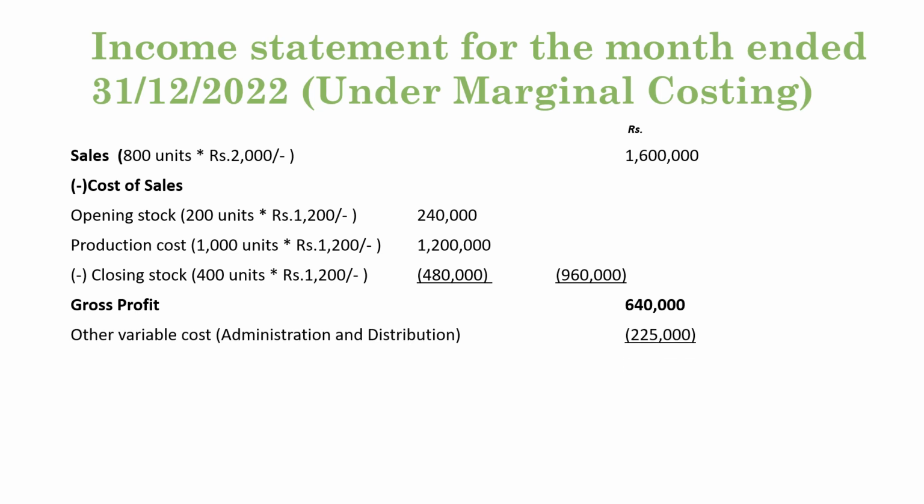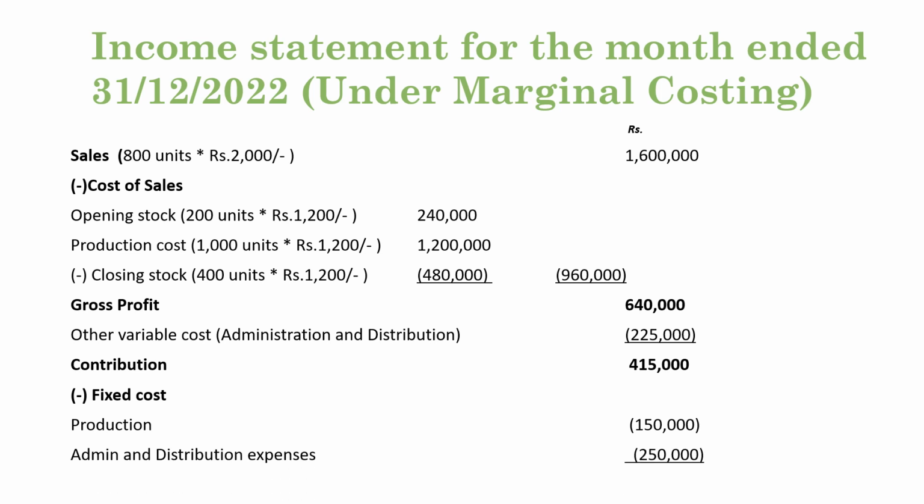From that value, we are going to deduct the other variable cost, which is administration and distribution. Altogether, it is 225,000. Then we are getting the contribution value. So we know that contribution is sales minus all the variable cost. So the contribution value is 415,000. From that value, we have to deduct the fixed cost. Here we have the fixed production cost of 150,000 as well as administration and distribution expenses of 250,000. So the profit value is 15,000 under marginal costing principles.